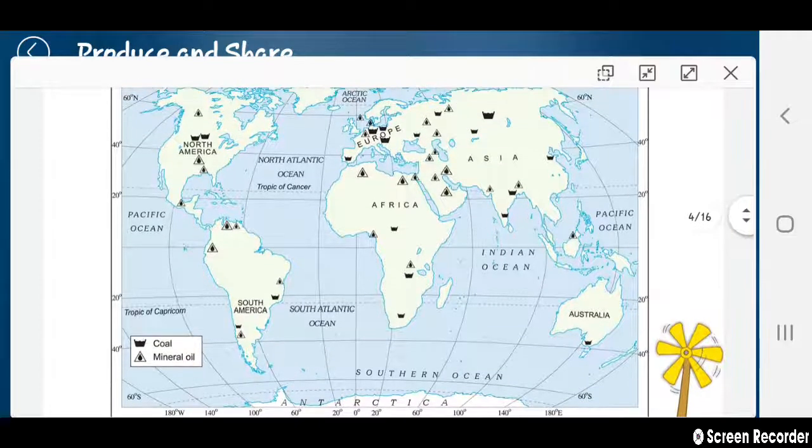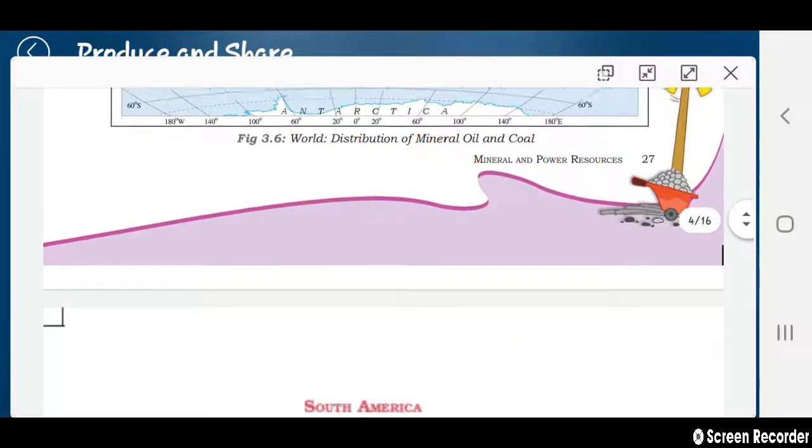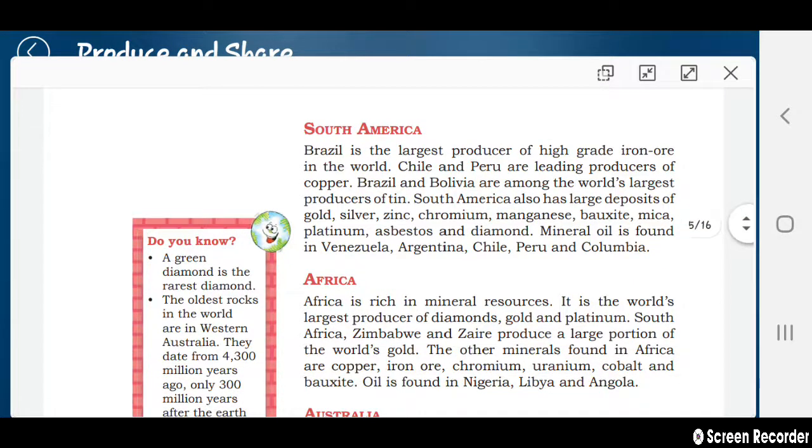So here you can see the gold and mineral oils picture. Next, if we come to South America, Brazil is the largest producer of iron ore in the whole world. Chile and Peru are some of the leading producers of copper, and Brazil and Bolivia are among the world's largest producers of tin.